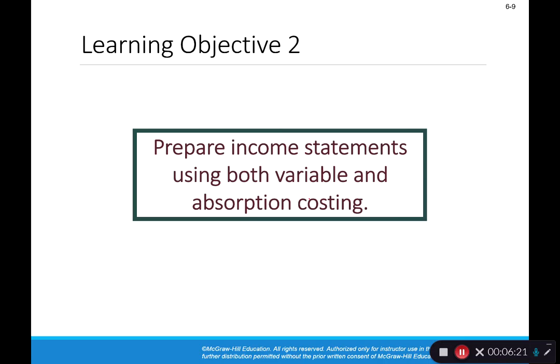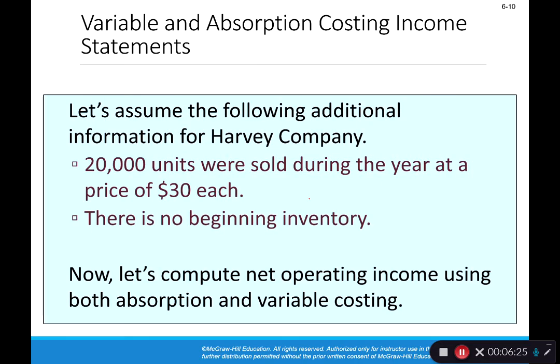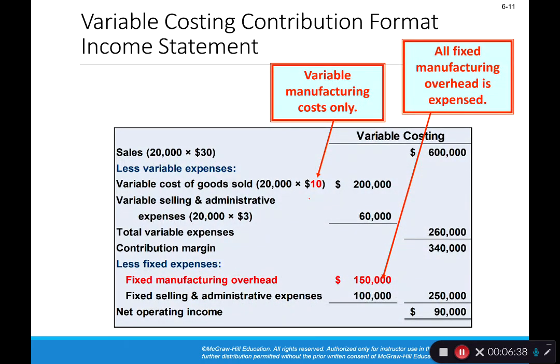So now let's compare our income statements under variable and absorption costing. In order to do this, we need some more assumptions, and we're going to assume that we sold 20,000 units at $30 a pop, and there's no beginning inventory. Now the first thing to note is that whether we use variable or absorption costing, sales will remain the same. There's not going to be any difference. We sold 20,000 units at $30. Variable or absorption costing, it's going to be the same sales.